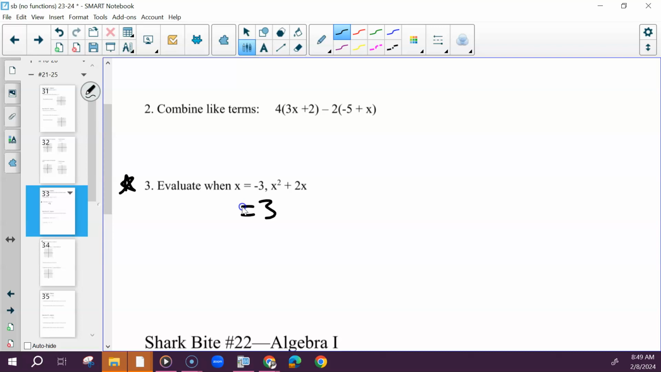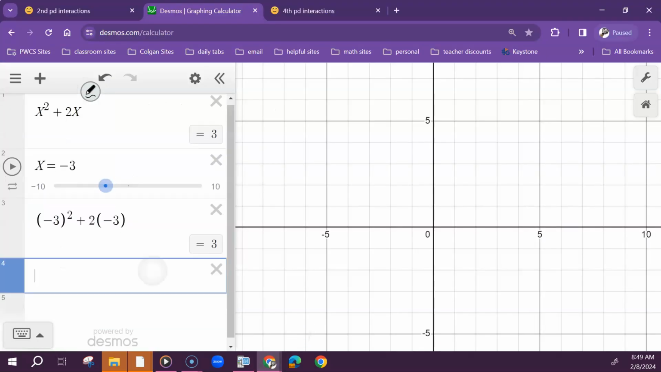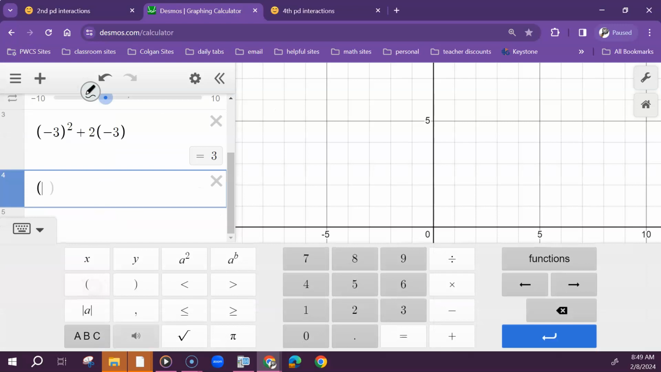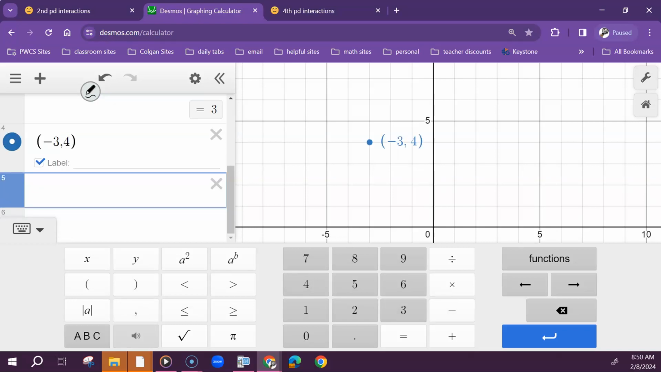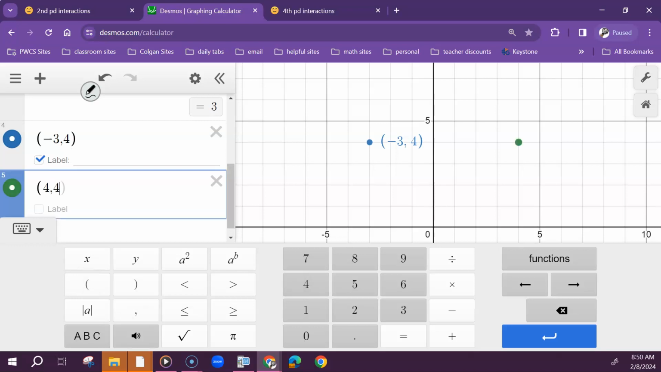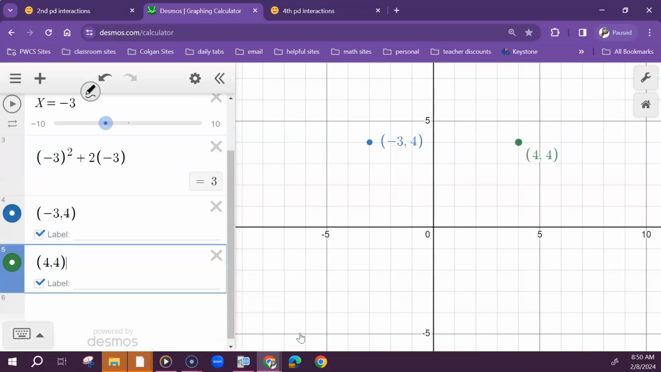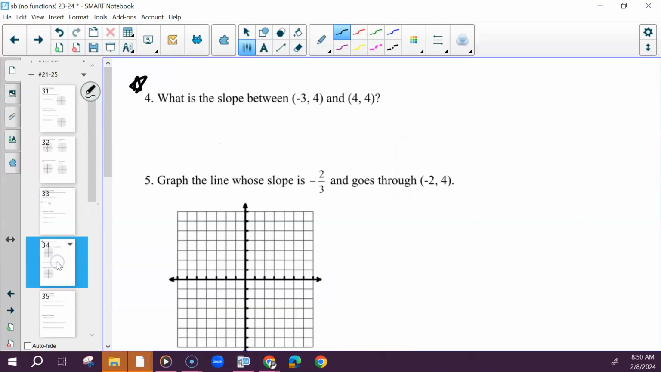Okay. For number 4, you could also do that one in Desmos. If I were to put both ordered pairs in, I can see that these fall on the same line. So as I'm looking for my slope, my rise is 0, but I have a run. So it would be 0 over some number, which would still be just 0.